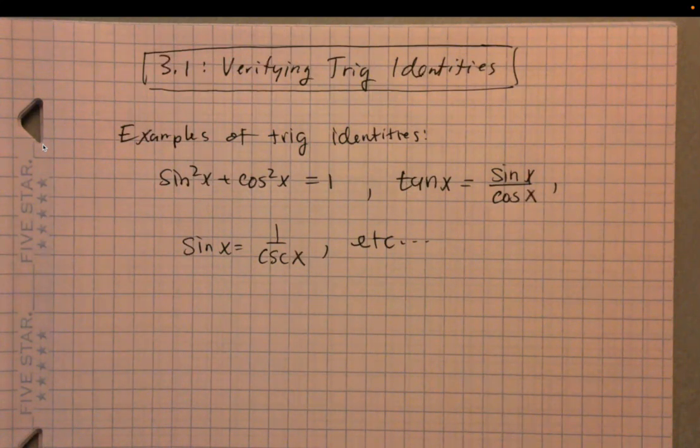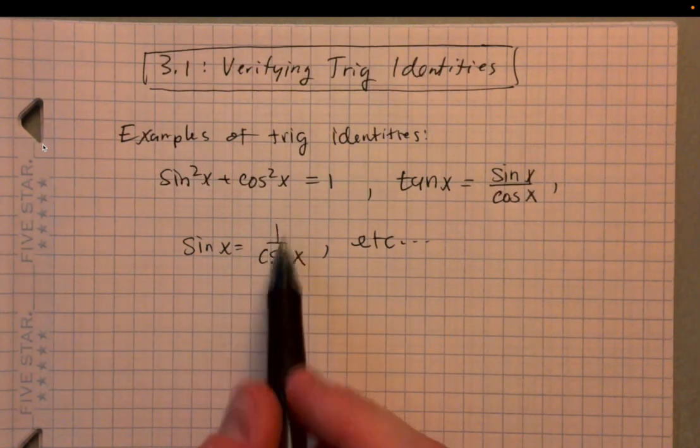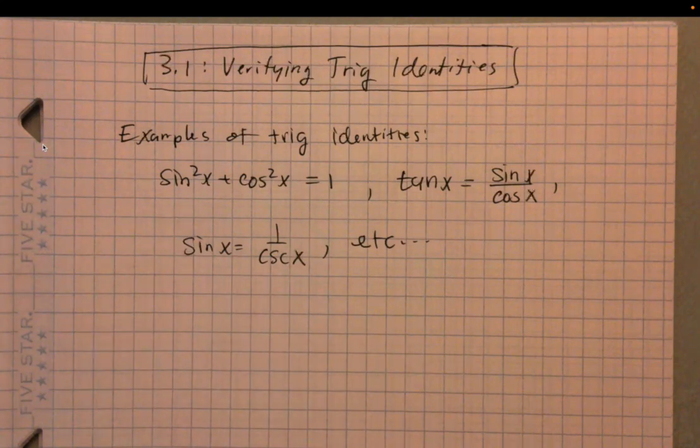Now in some of these cases we verified them already, we showed why they're true, and in other cases we just stated them as a fact. What we'll be doing in this third section of the course is introducing trigonometric identities, and instead of just stating them as a matter of fact, we're going to try to verify the trueness of the identity. Meaning we're not just going to say that sine of x is equal to 1 over cosecant of x, but we're going to show that it's true using verification techniques.